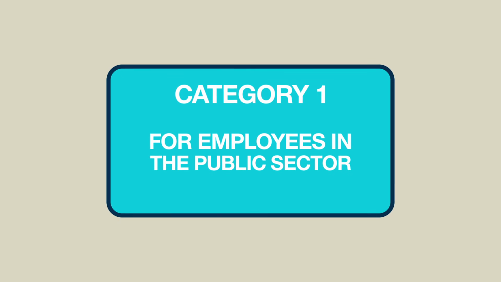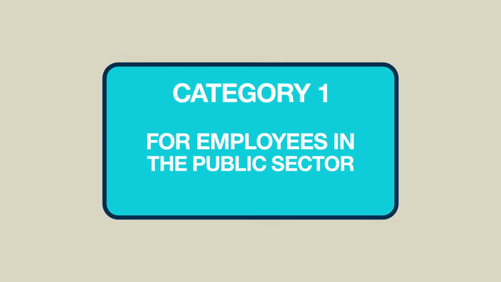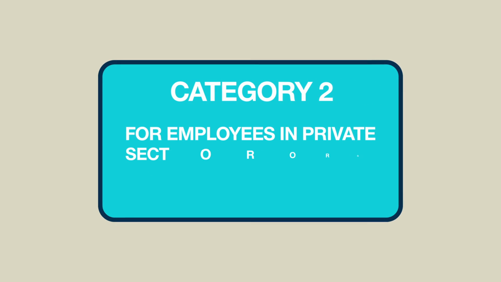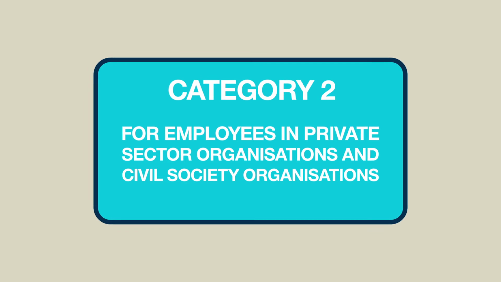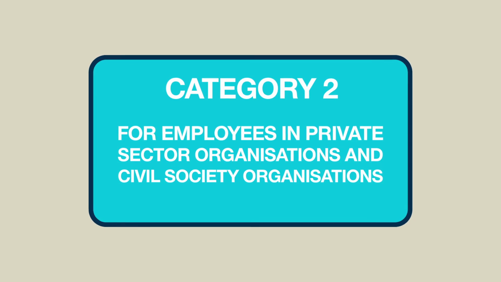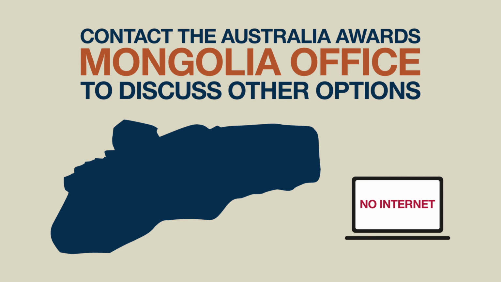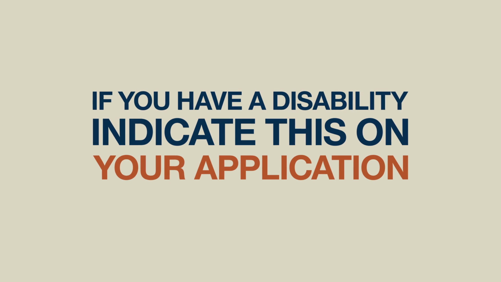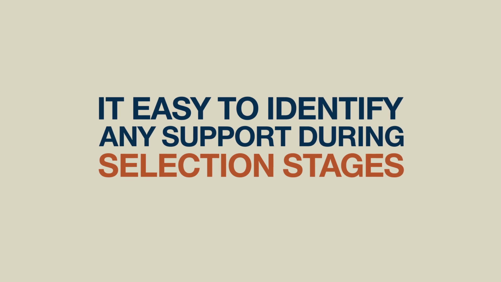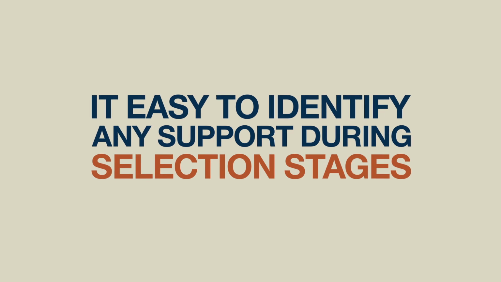Step 5. Filling in the application form. As an applicant, you will apply as an employee in either Category 1 for employees in the public sector or Category 2 for employees in private sector organisations and civil society organisations. You fill in your application online at the Oasis address. If you live outside Ulaanbaatar and do not have a stable internet connection, contact the Australia Awards Mongolia office to discuss other options. If you have a disability, indicate this on your application. This makes it easy to identify any support you may need during selection stages.